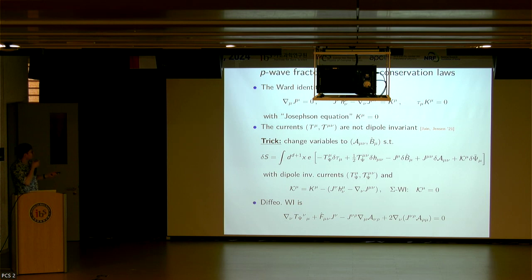Now, the currents, as I defined them on the previous slide, are not dipole invariant. So a neat trick that you can do is to change to these dipole invariant fields, and then you can extract currents that are manifestly dipole invariant, and that simplifies your life a little bit. And then the variation looks like this. When you write down the diffeomorphism Ward identity, you get something where each term is manifestly dipole invariant, which is a bit simpler to work with. The result of this procedure is this thing here, which is just the standard conservation of the energy momentum tensor with some extra bells and whistles.